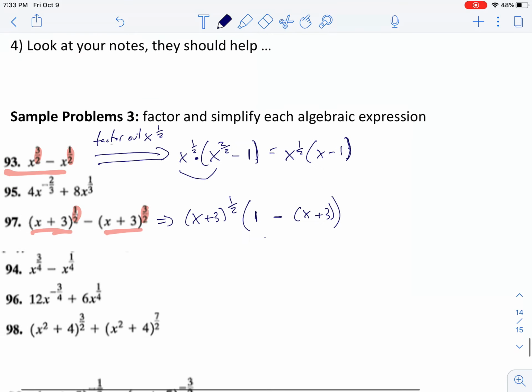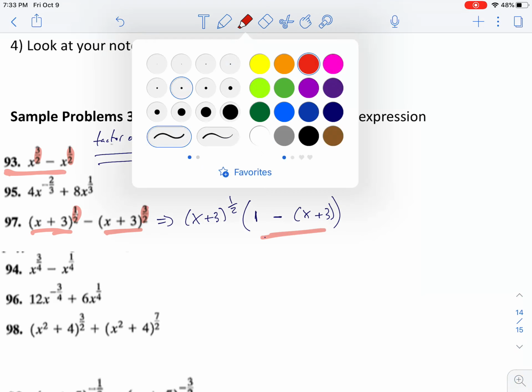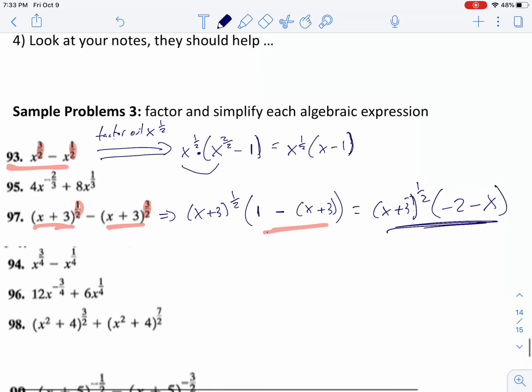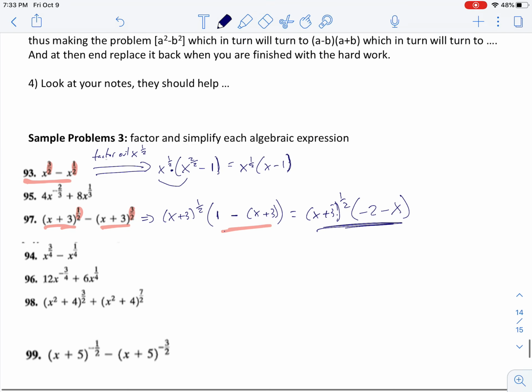And now the consequence of that is that I can actually do this and simplify this and work with this. So that's going to give me x plus 3 to the 1/2 power. And left behind is going to be negative 2 minus x. There we go. All right.